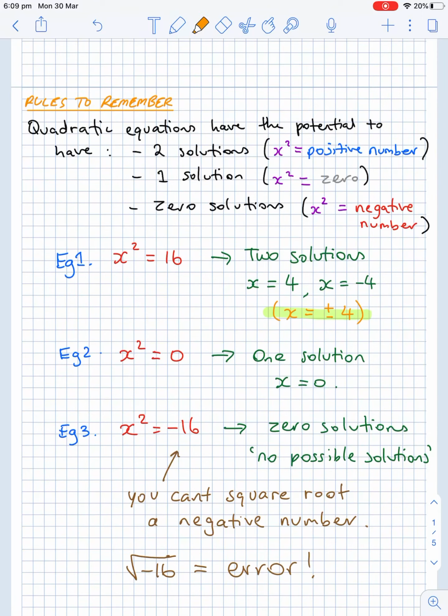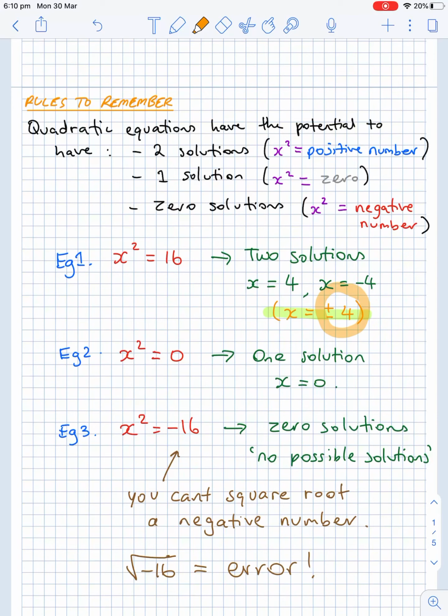Okay, so example 1. Let's have a look at this first quadratic equation. x squared equals 16. Now, I look at this and I think to myself, I've got x squared by itself, which is good. And I see that it equals 16, which is a positive number. So therefore, this equation here is going to have two solutions. The two solutions that we have are x is equal to 4 and x is equal to minus 4. And because it's positive and negative 4 as our answers, we can rewrite that like this: plus or minus 4.